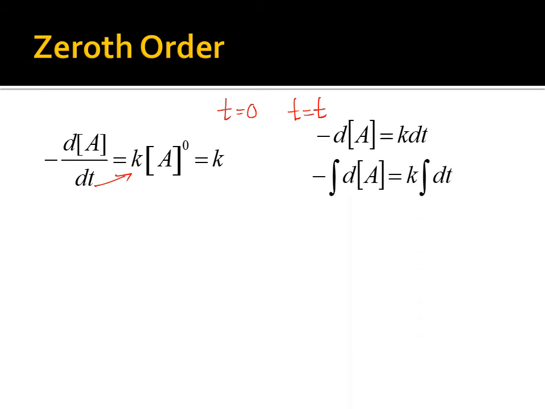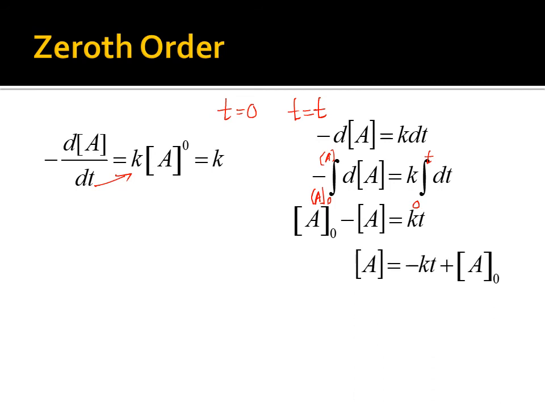Then we can integrate this equation from time 0 to t. At time 0, let's say the initial concentration is A naught. Now the concentration is A. Therefore, when you integrate this equation, you can obtain the answer like this. Therefore, you can calculate the concentration at any time as equal to minus kt plus the initial concentration.